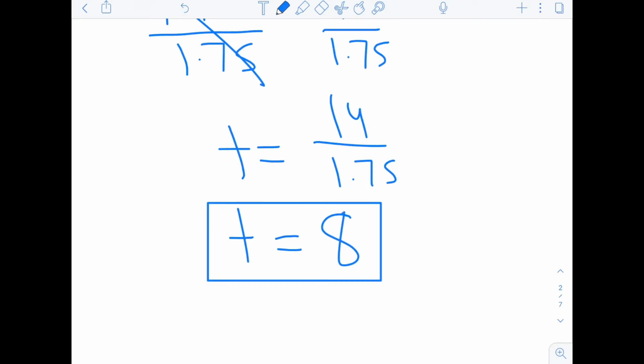So he will have to fill the 1.75 liter container 8 times and pour it in the 14-liter container for it to be full. Now let's check to see if our answer is reasonable. We can round the 1.75 to 2. If it was a 2-liter container, we would have to fill it 7 times, because 7 times 2 equals 14. And 7 is close to 8, so we know that our answer is reasonable.